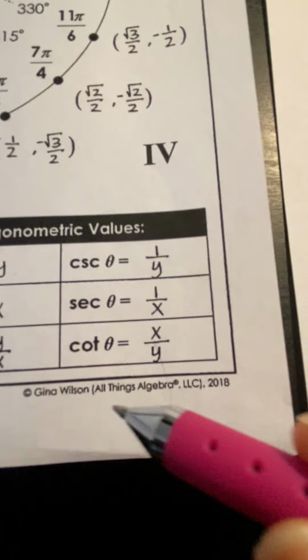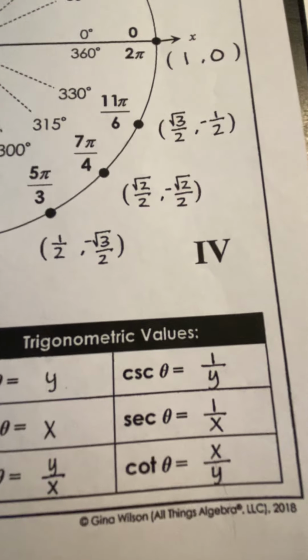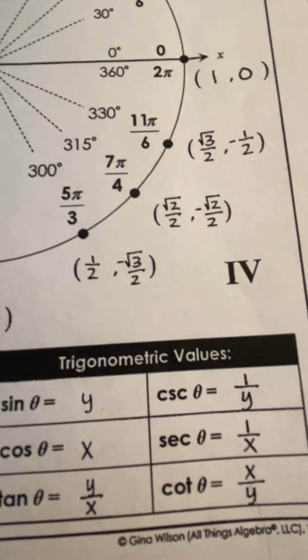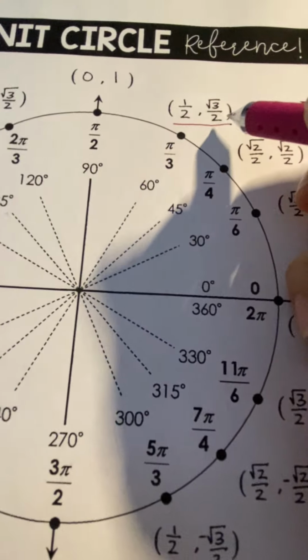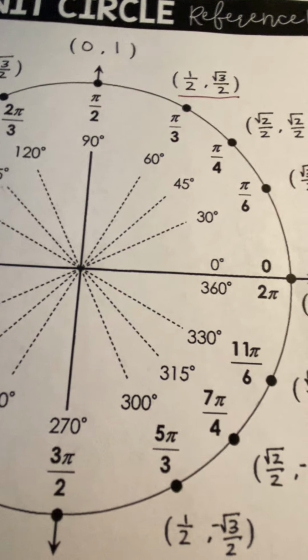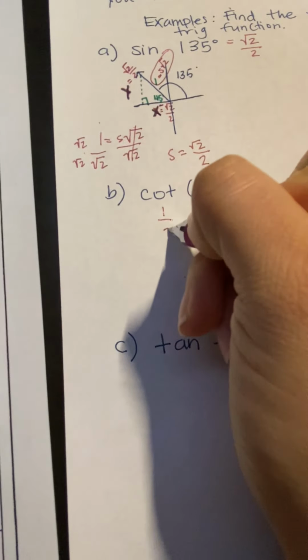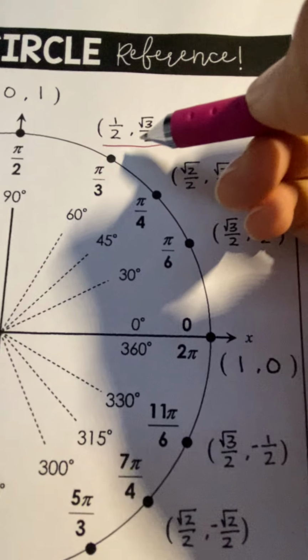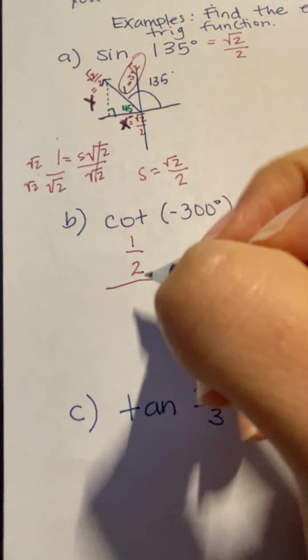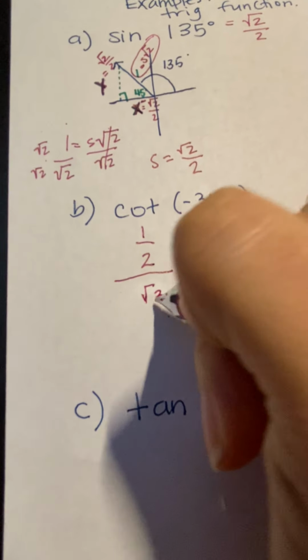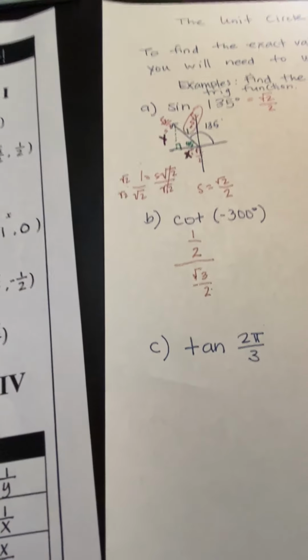So remember, the cotangent is x over y. So I'm going to get my x and put it over my y. My x is 1/2, and my y is square root of 3 over 2. Beautiful.